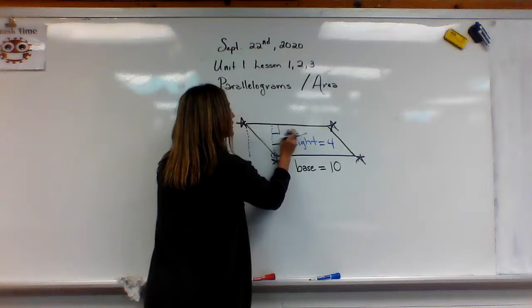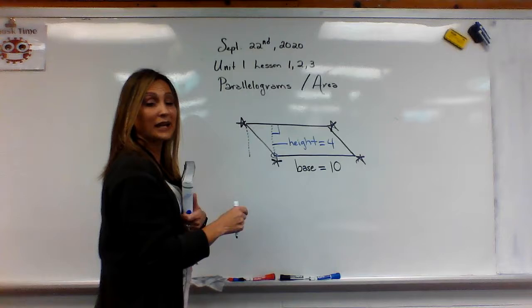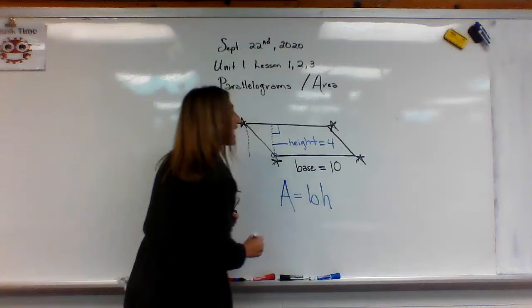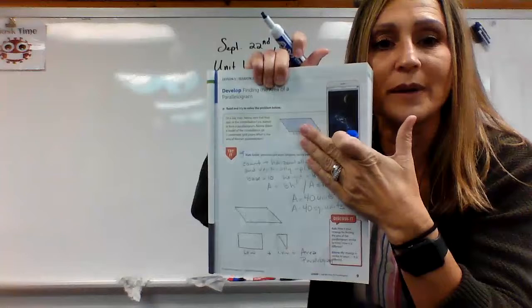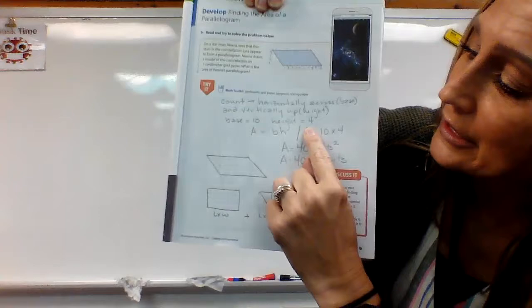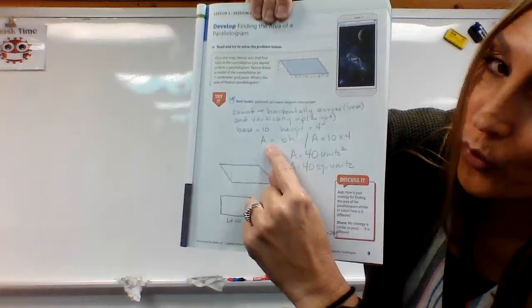So now, sixth graders, I really have everything I need in order to find the area of that parallelogram, because we said area is equal to base times height. Do I know how big the base is in this parallelogram? I certainly do. It's 10. Do I know how tall this parallelogram is? I certainly do. It's 4. So the base is 10. The height is 4. My formula is area equals base times height, which is the same as 10 times 4.